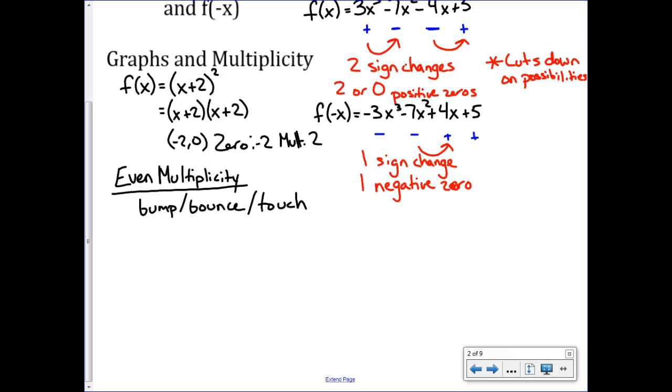If you picture that graph, x plus 2 quantity squared, then it's right over here at -2. It's going like this. It comes down and flies right back up. So it bumps, bounces, or touches the x-axis. And then it goes back the way it came from.